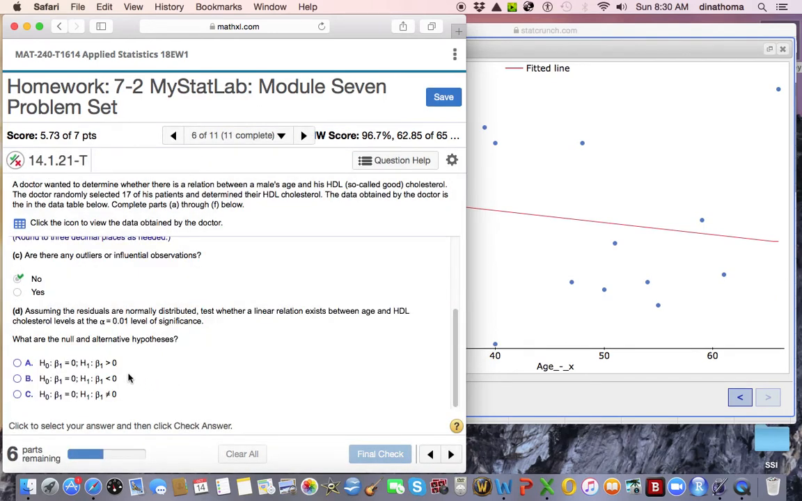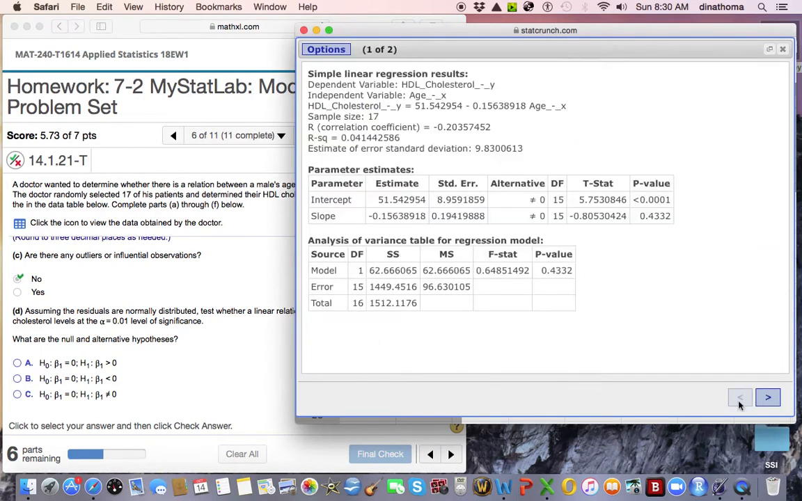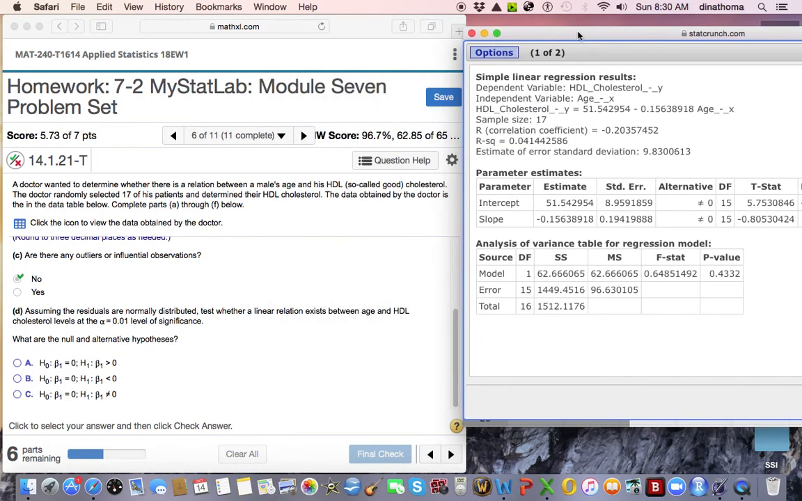So remember, let's go back to our analysis so you can see it. We can do a hypothesis test on the intercept, and we can do one on the slope. But the slope is what tells us stuff, right? That tells us if there is a change. So we want B1. And our null is always equal.